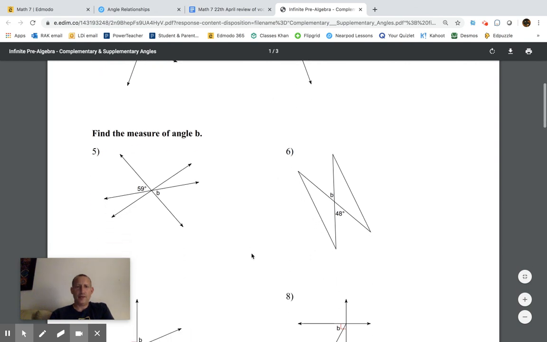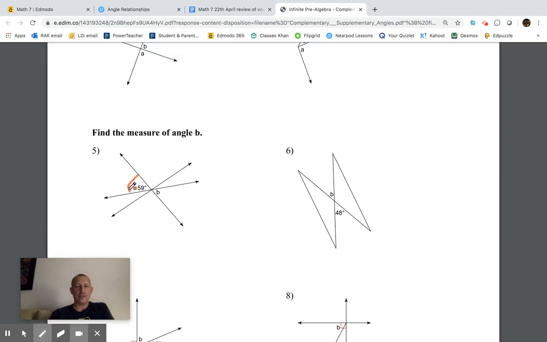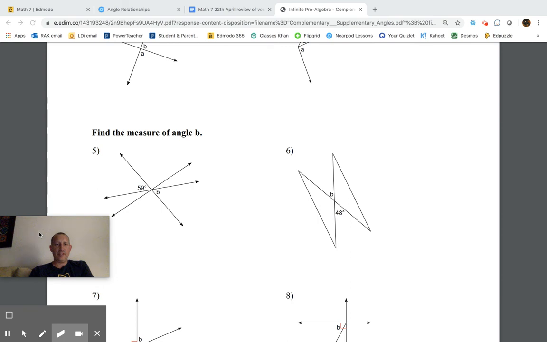So looking at number 5, you can see that these are called what? These are called congruent angles. We would call that vertical angles because they're opposite of each other. Because they're congruent, that means that B and 59 are the same angle. So B equals 59 degrees. They have to be the same because they're vertical. But now let's look. Let me move my face out of the way.